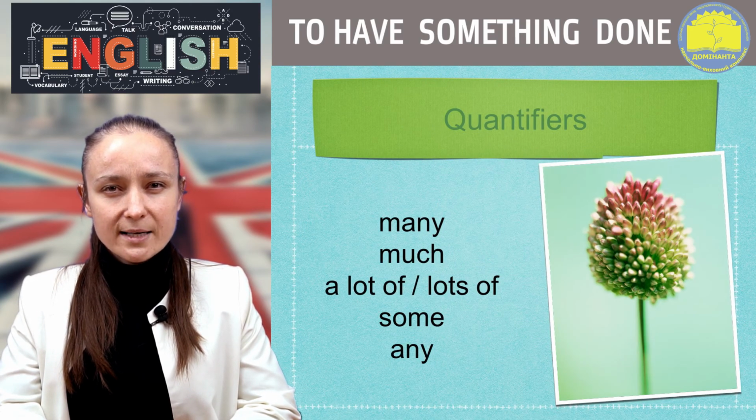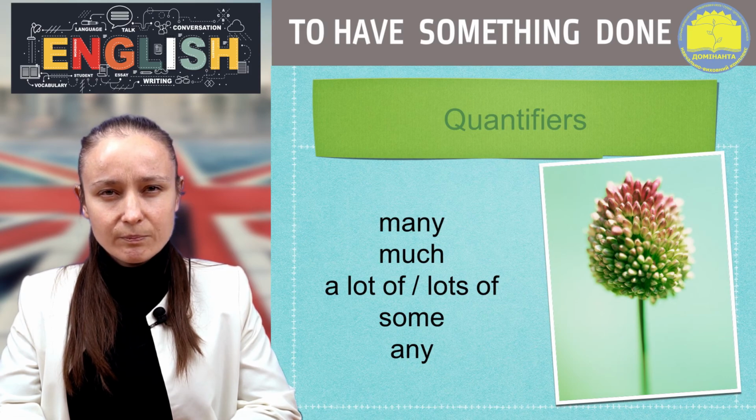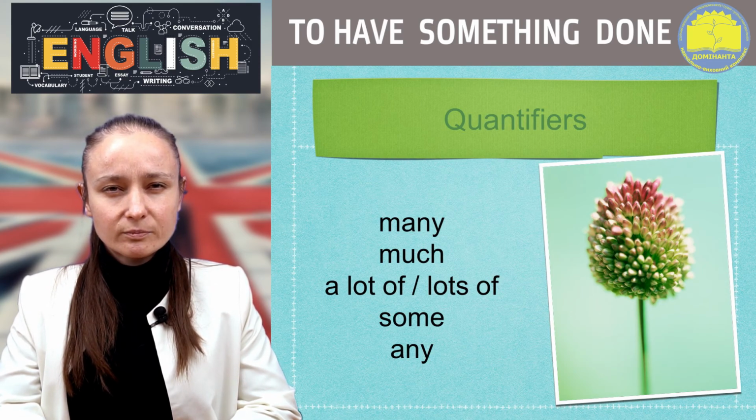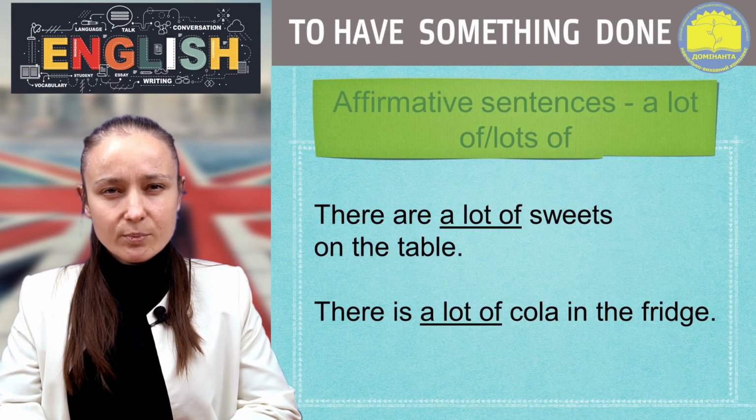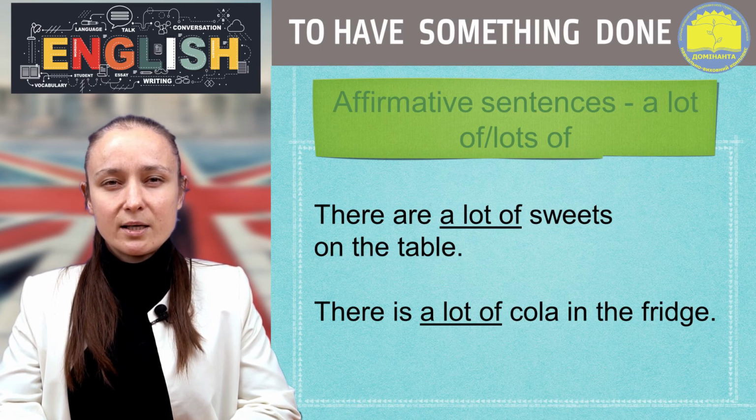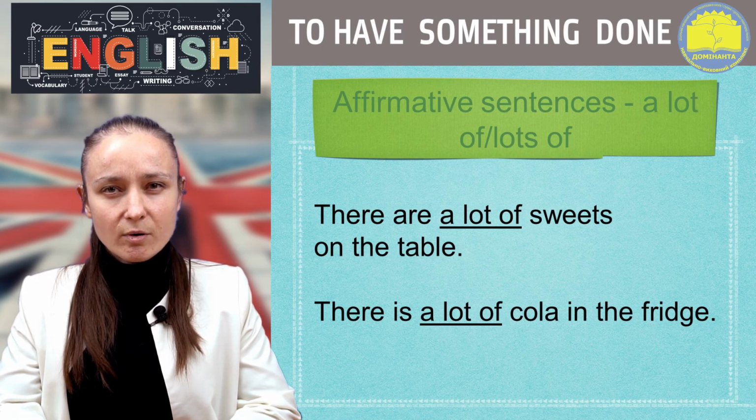Quantifiers. Quantifiers are words like many, much, a lot of or lots of, some, any, and others. When we have to use these words in a sentence, it is important to remember some rules. We use a lot of in affirmative sentences. For example, there are a lot of sweets on the table, or there is a lot of cola in the fridge. We can use a lot of or lots of with countable and uncountable nouns.